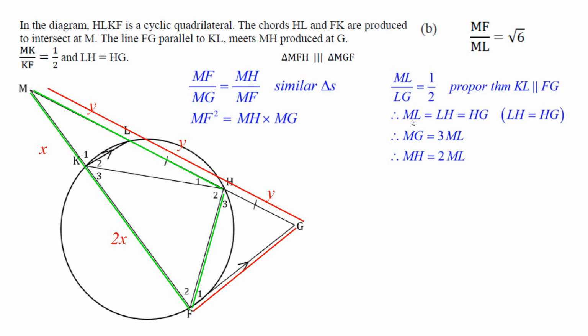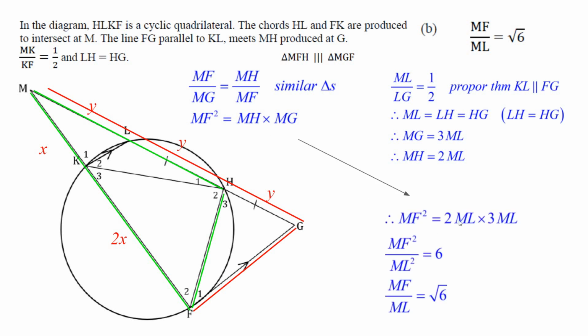I know from the proportionality theorem that MG is equal to 3 ML, and we know that ML to LG is in a ratio of 1 to 2. Why is that? Proportionality theorem, because it's 1 to 2 on the other side. We know all these sides are equal, so MG must be 3 ML, MH must be 2 ML, and then we just replace those with ML's.